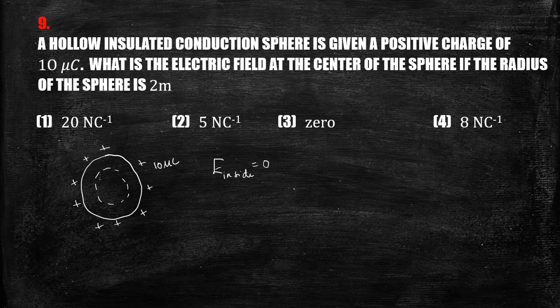This is actually a direct consequence of Gauss's law. We can understand this from Gauss's law. This is actually the principle of electrostatic shielding. So inside a closed cavity, the electric field is 0. Therefore, option 3 is the answer.